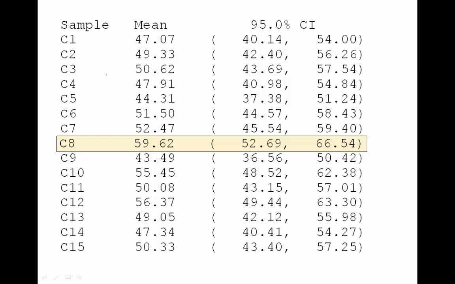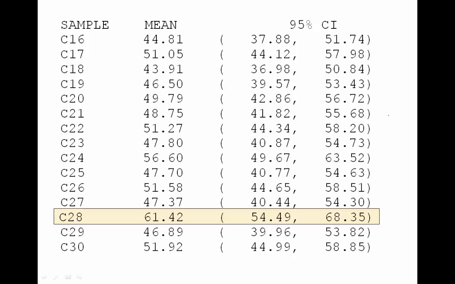So here's your first 15 confidence intervals. You can see the second column here tells you the means, and the confidence intervals. I don't know why the spacing is that parenthesis so far out, but those are your confidence intervals. And the only one on this slide that doesn't have a confidence interval that contains what we know is the true population mean of 50 is this one, sample 8.